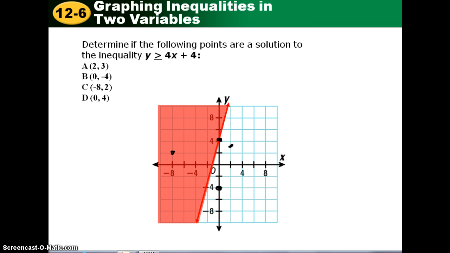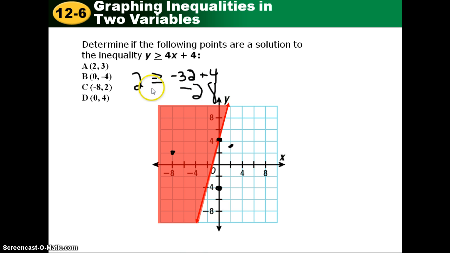Let's try a different one. Let's try C. 2 is greater than or equal to 4 times negative 8, which is negative 32, plus 4. And then negative 32 plus 4 is negative 28. So 2 is greater than or equal to negative 28. That is also true.